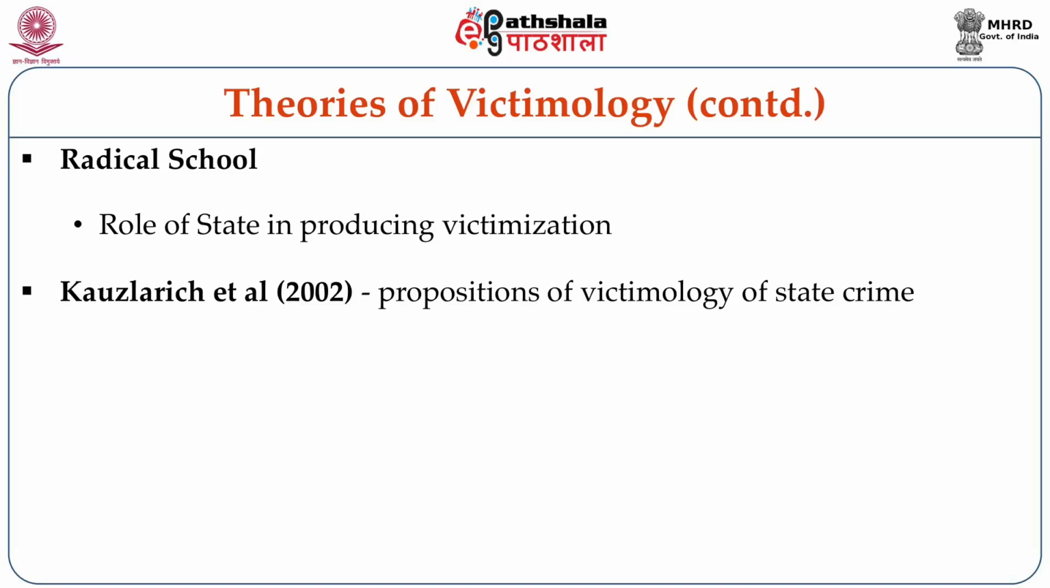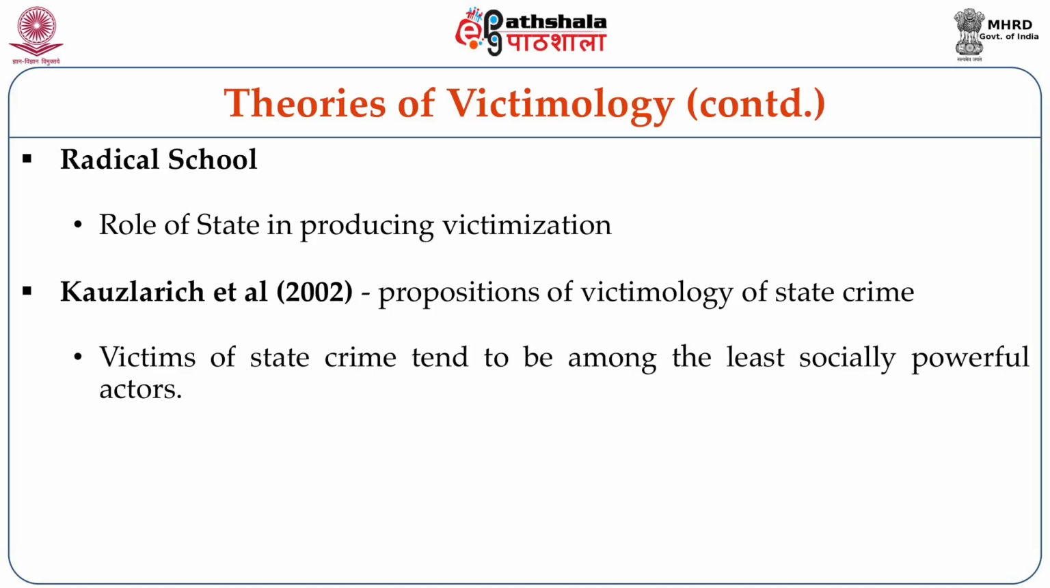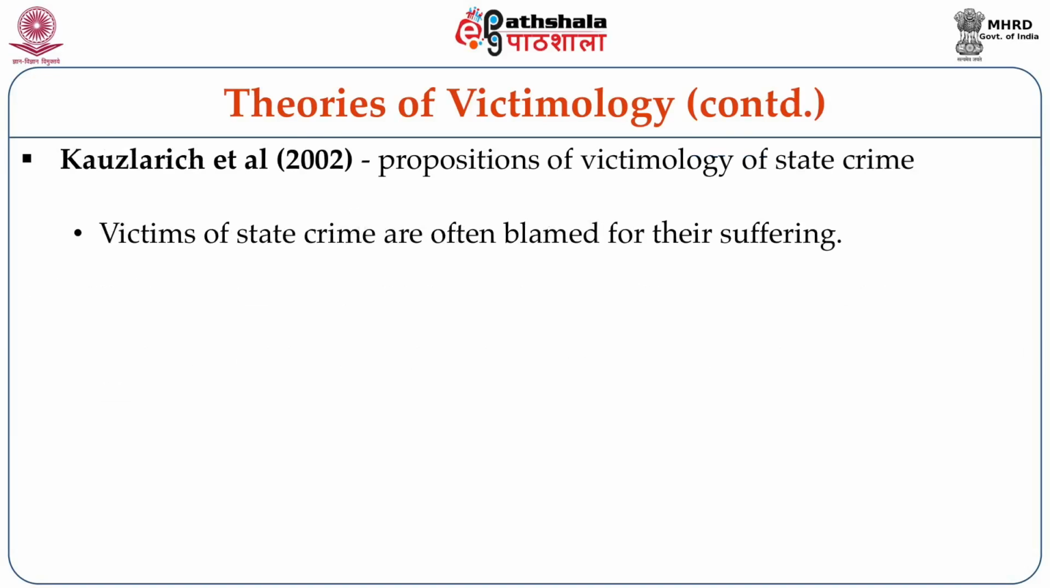Colzeridge et al. 2002 make some propositions of victimology in cases of state crimes, and some of their findings are that victims of state crime tend to be amongst the least socially powerful actors. That means they come from very marginalized sections of society. Victims of state crime are often blamed for their suffering.